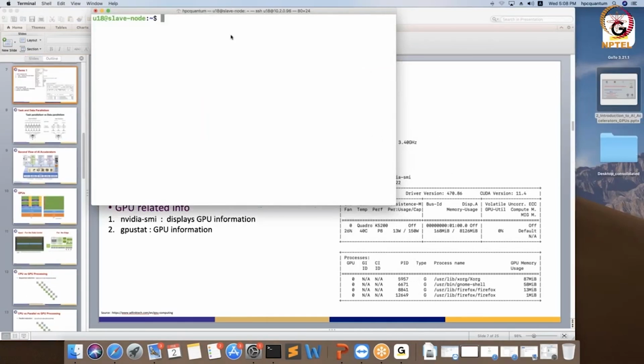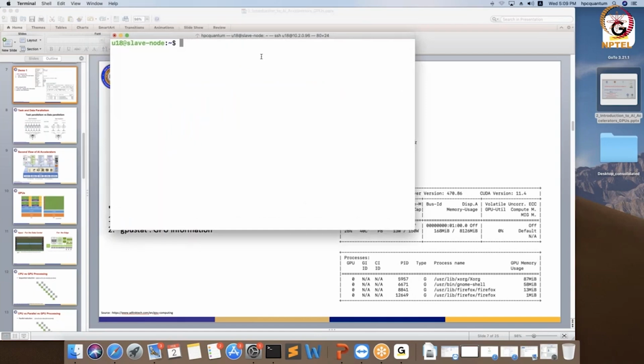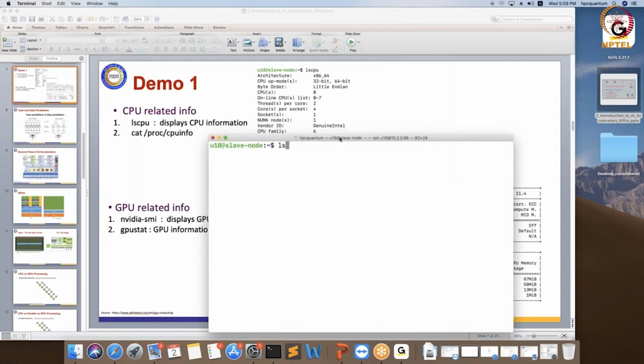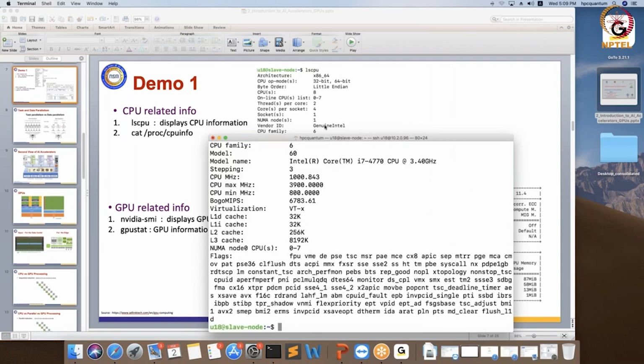Okay, so now I hope this command prompt is visible to everyone. Yes, it is. Okay, so this is a GPU system, just a workstation with a GPU. We'll try to do two things now. First, we'll try to understand what type of CPU this has got.